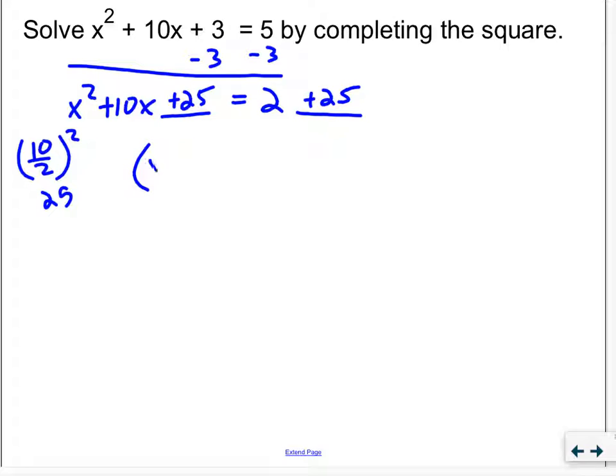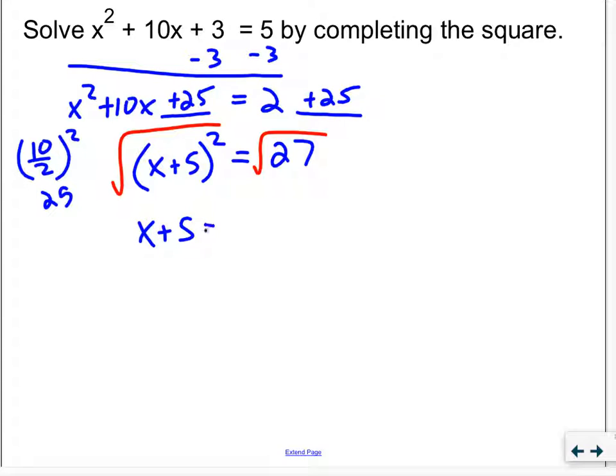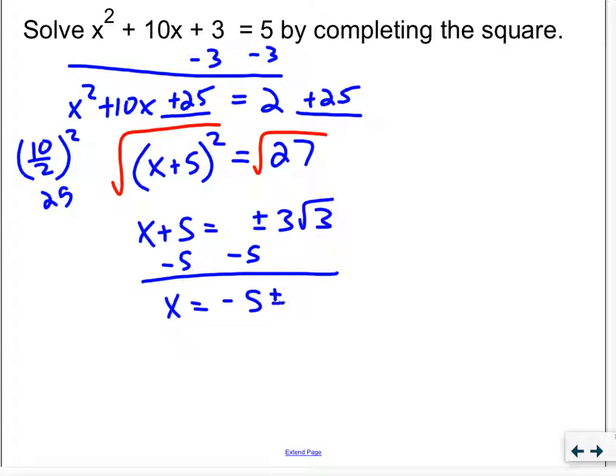So now we factor. I guess we're getting pretty good at this. The square of x plus 5 equals 27. Oh, another 27. We just simplified that radical, didn't we? Let's remember to do that. So now when I take the square roots, I'm going to get x plus 5. And let's cheat a little bit and remember that that's going to be 3 radical 3 from the last one. Subtract 5 over. So negative 5 plus or minus 3 radical 3. We are good. We are good.